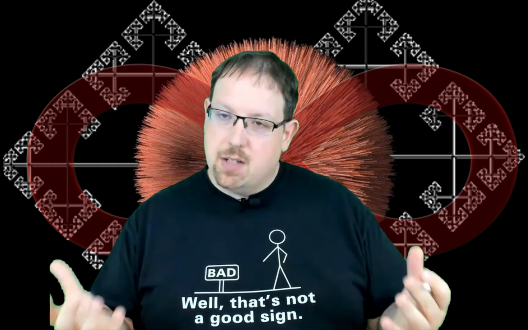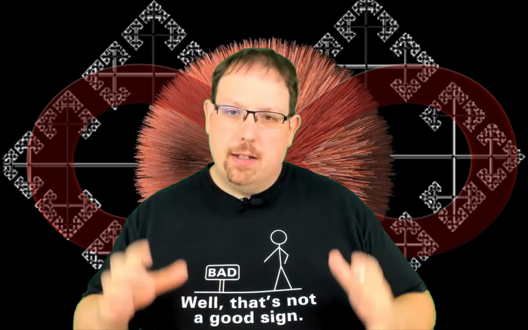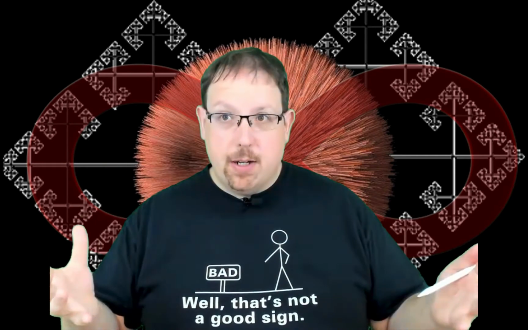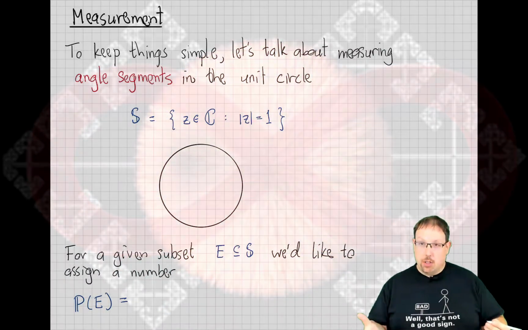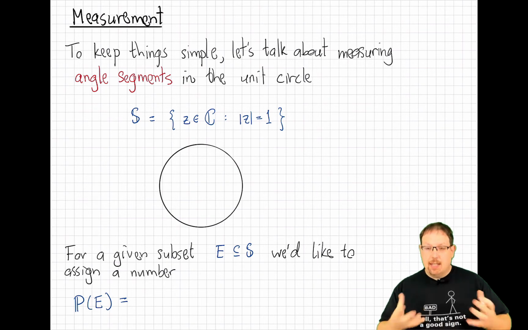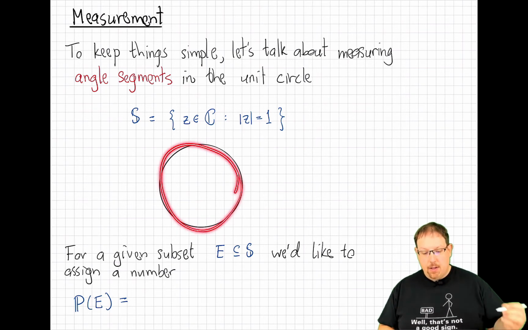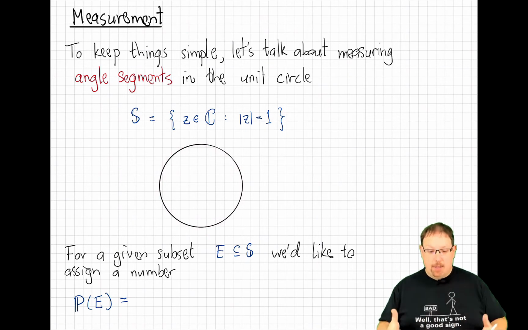But let's get started a little less formally, and let's reduce our example from 3-dimensional balls to a 1-dimensional example, a circle. Let's talk about sets in the circle. So keeping things simple, let's take the unit circle that I've drawn right here, the set of points in the complex plane of unit length.